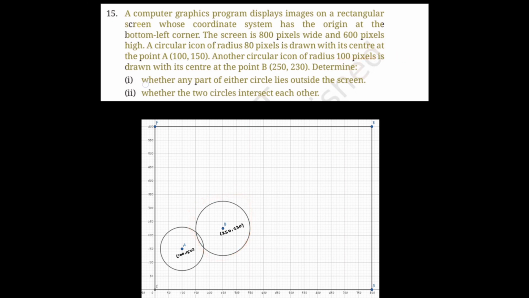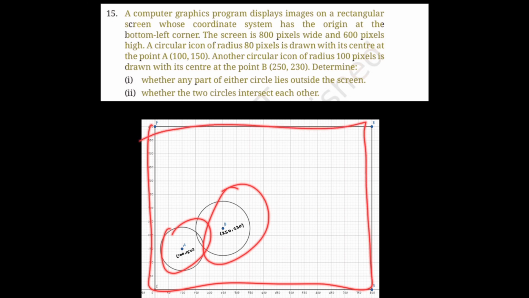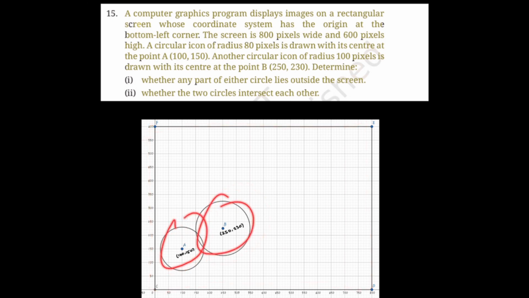Now the first question is whether any part of either circle lies outside the screen. No, because both the circles lie inside the screen. This is the screen. So both the circles lie inside the screen. That is the answer. And next one, whether the two circles intersect each other. Yes, two circles intersect each other at two different points. This is the answer for the 15th question.